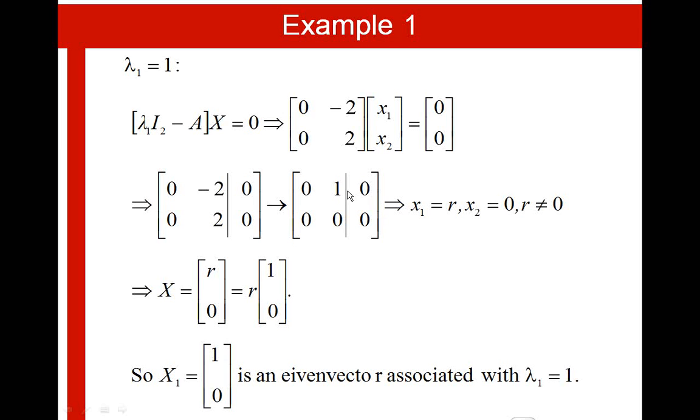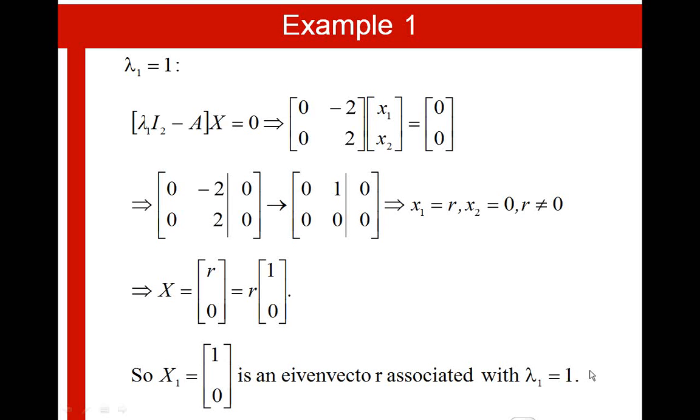It is obvious here that x2 is equal to 0, therefore x1 is equal to r, where r belongs to the set of real numbers. Therefore x is equal to (r, 0), and if we take r as a factor, x is equal to r times (1, 0). So x1, which is the eigenvector, is equal to (1, 0), and this eigenvector corresponds to lambda 1 equal to 1.